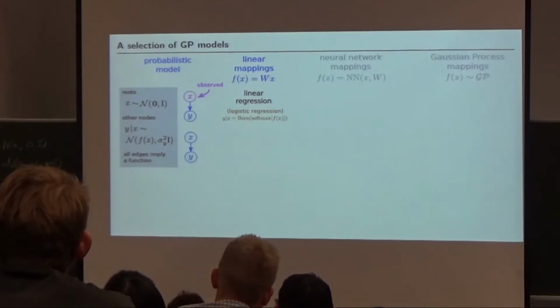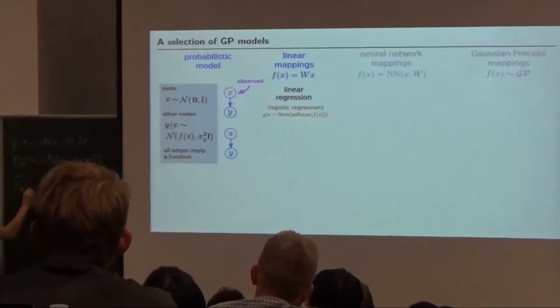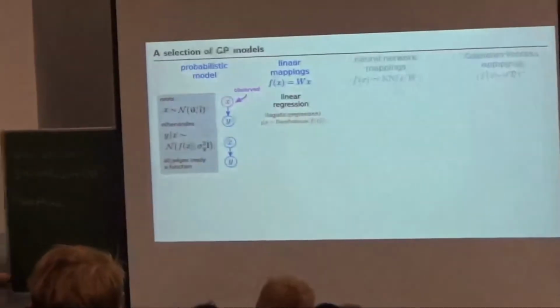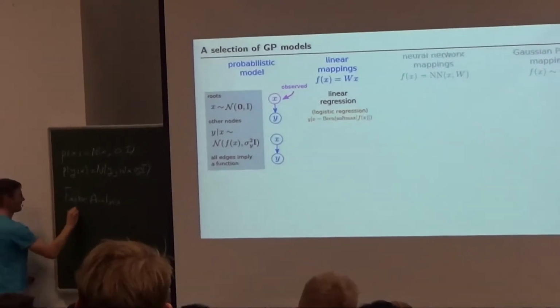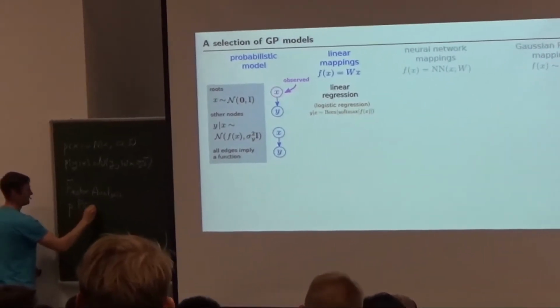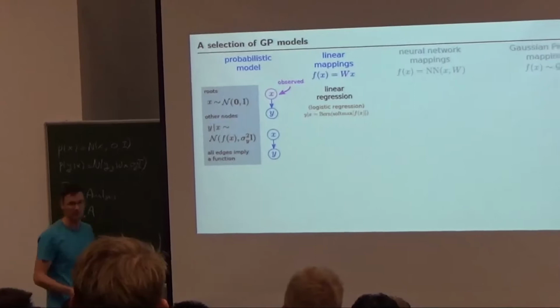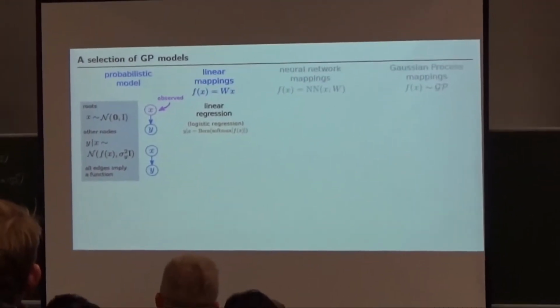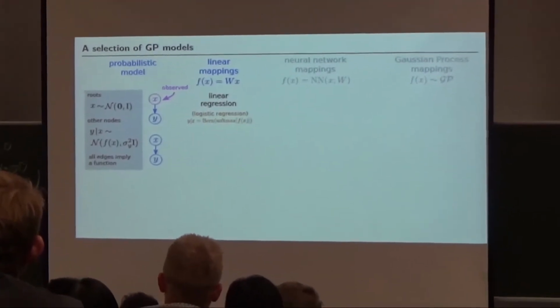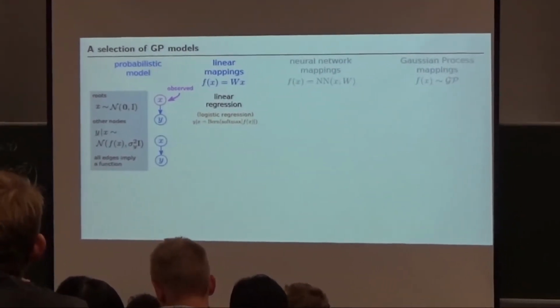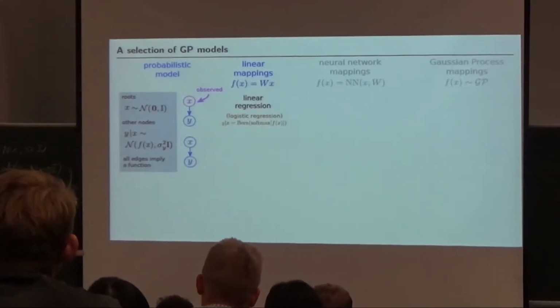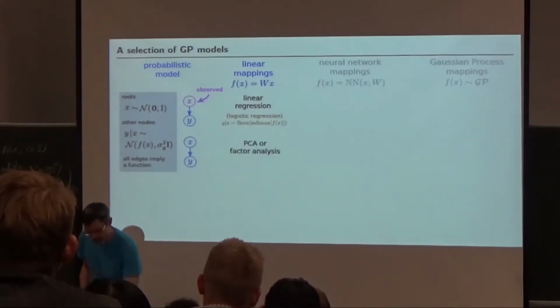You all heard of this? Shakir mentioned it in his talk. Factor analysis, or it's also called probabilistic PCA, because it recovers the PCA subspace when the dimensionality of x is smaller than the dimensionality of y. If you don't know about this, it's worth reading about it. It's a fundamental building block of many probabilistic models, like the Gaussian state space models and so forth. So this is called factor analysis.